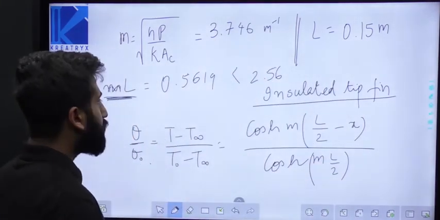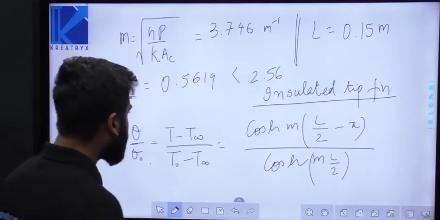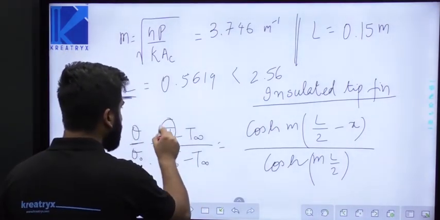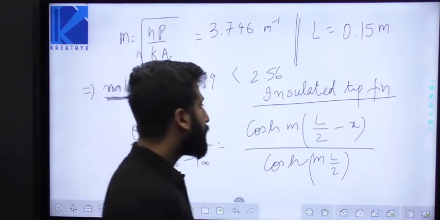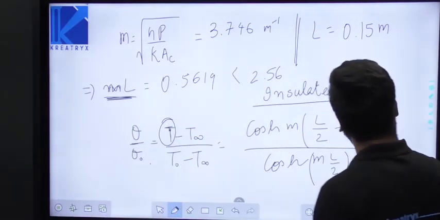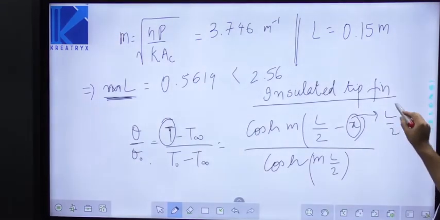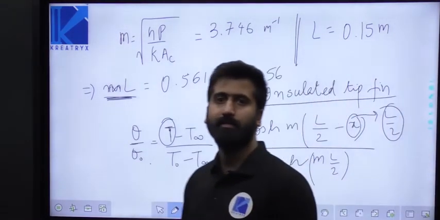So now where do we have to find the temperature? This T is what we have to find. But where? We have to find that at the midpoint. Midpoint is what? Midpoint is L by 2 again. X is L by 2 only.